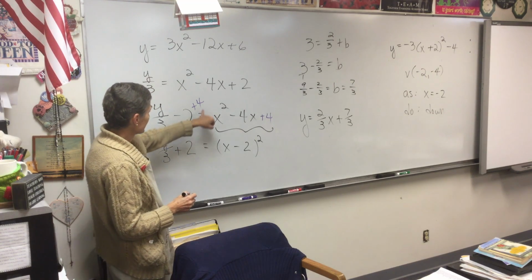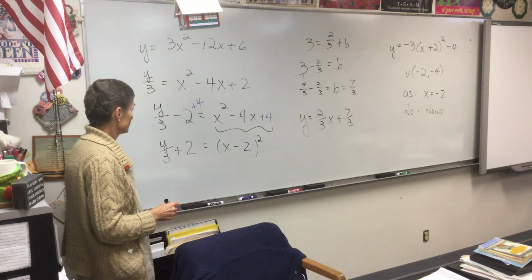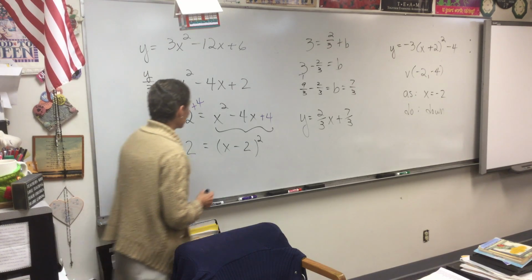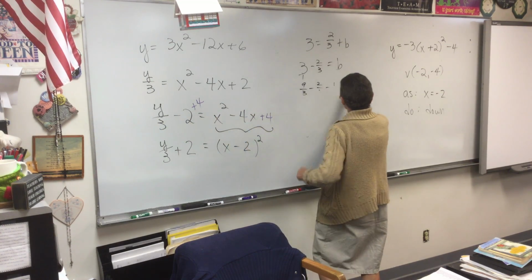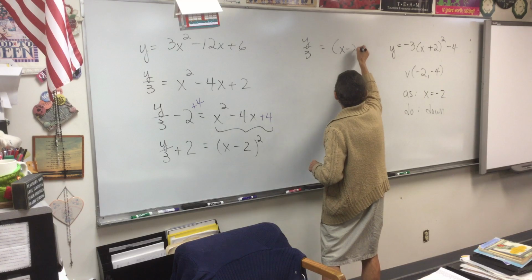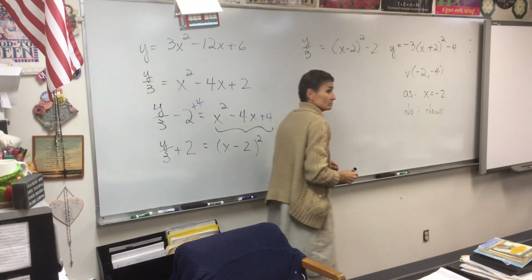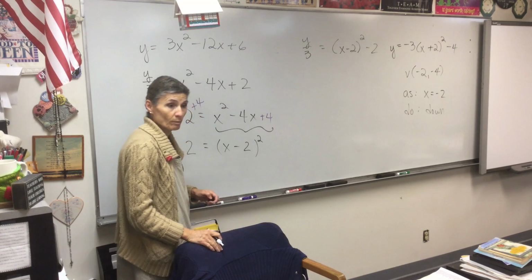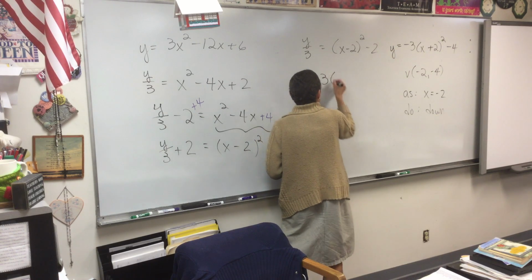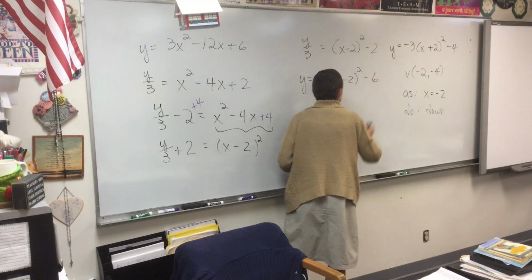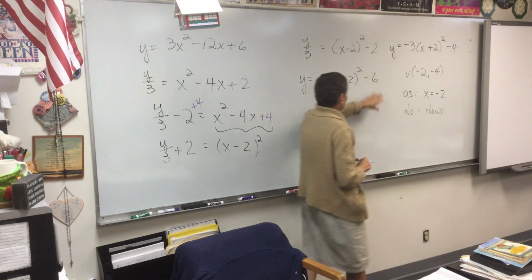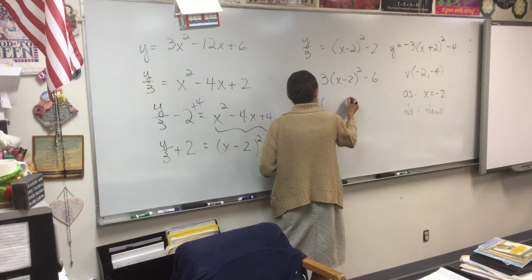And over here, I'll add my negative 2 and my 4. Okay, you remember what happens next? Bring the 2 back over. So we'll have y over 3 equal x minus 2 squared minus 2. And then one more step, multiply by 3. When I multiply, I multiply the parentheses, but not what's in it. So I multiply the parentheses by 3 and the number by 3. Now, where's my vertex?